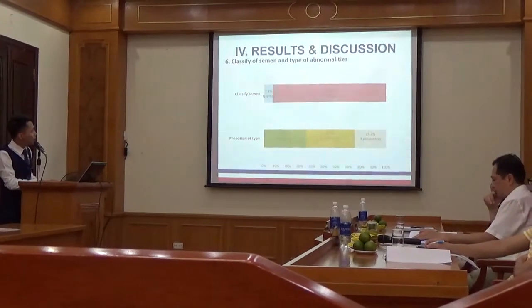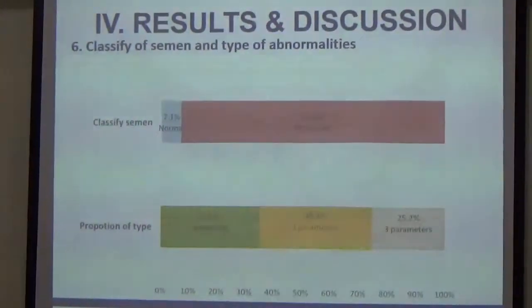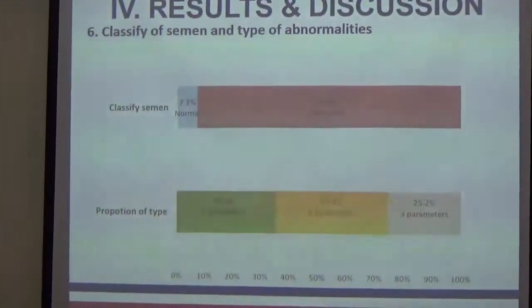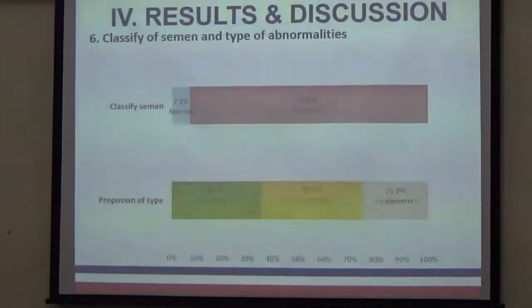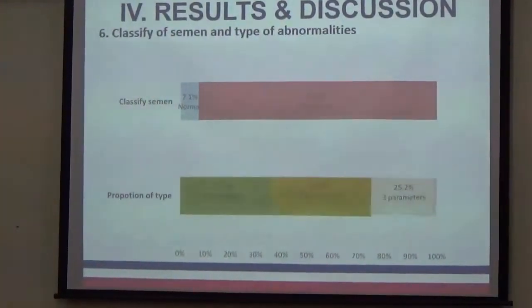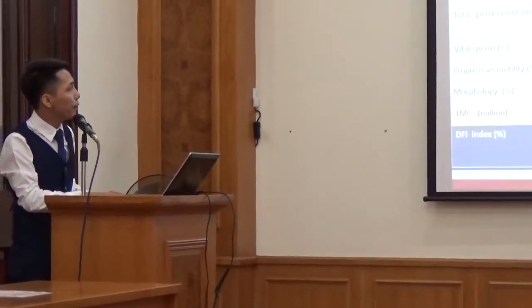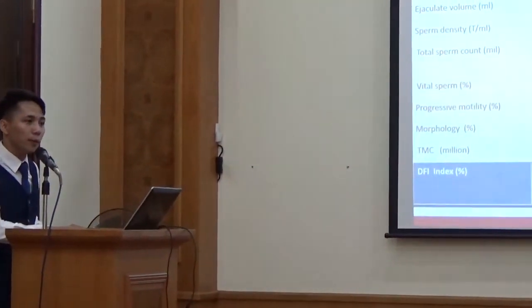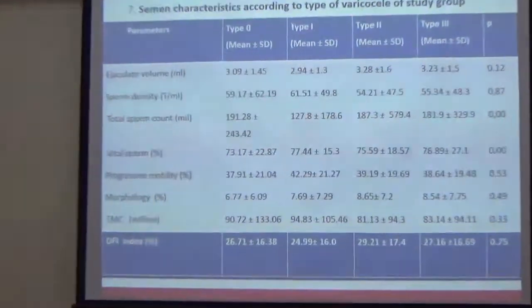6. Classification of semen and type of abnormalities. Most patients with varicocele have semen abnormality, up to nearly 83%. In particular, abnormality in two parameters accounts for the highest proportion. 7. Semen characteristics according to type of varicocele. There were no differences between the mean values of the semen parameters, nor the DFI, between the varicocele type groups.